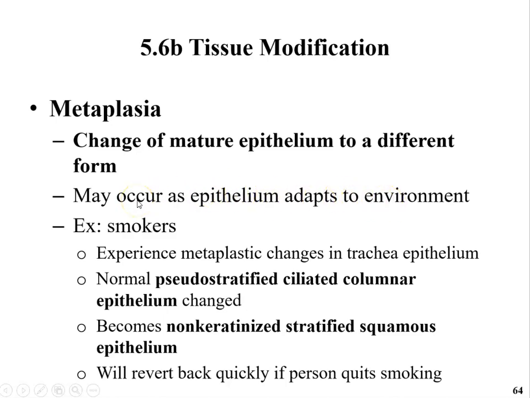For example, in smokers. Smokers experience metaplastic changes in their tracheal epithelium. The normal epithelium there is pseudostratified ciliated columnar, but it changes to non-keratinized stratified squamous epithelium, and this is in response to the toxins that are coming into contact with it, right? And so if the person quits smoking cigarettes, that non-keratinized stratified squamous epithelium will revert back to pseudostratified ciliated columnar, back to its normal epithelium.